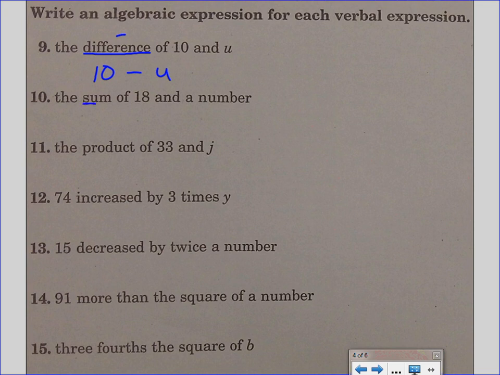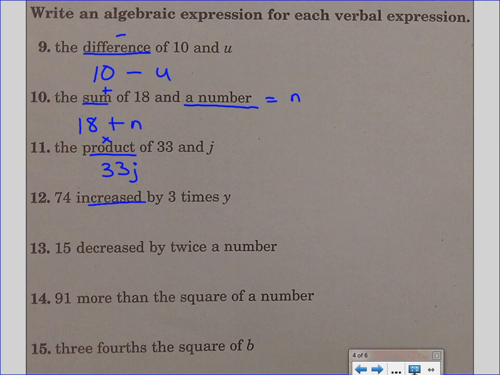The sum of 18 and a number, and remember that I'm going to take a number in here to mean n. Again, you could have it be any letter that you chose or symbol that you chose. I'm just going to say n because number starts with n. So the sum, I'm going to write 18 plus, because that's what sum means, a number which I'm calling n. The product means multiplication, 33 and j, and remember I do not need to write multiplication in between if it's a number and a variable. So I can just write 33j.